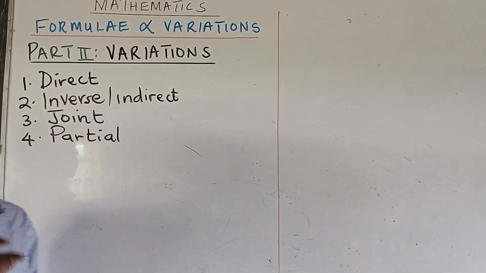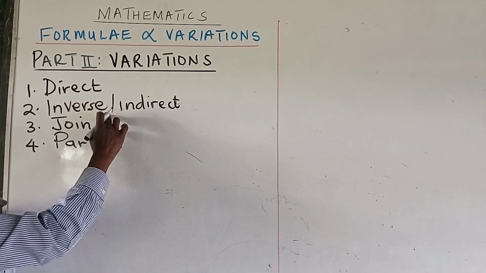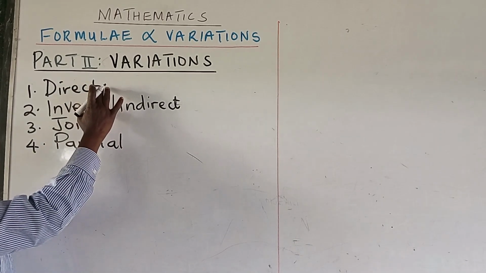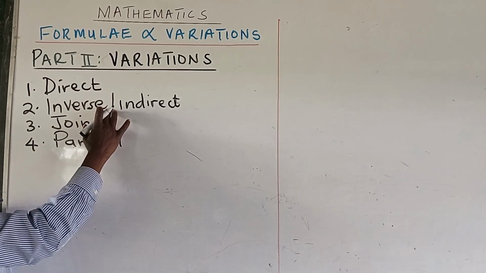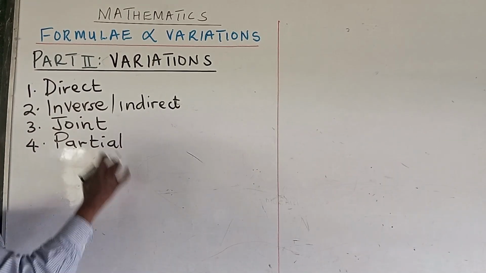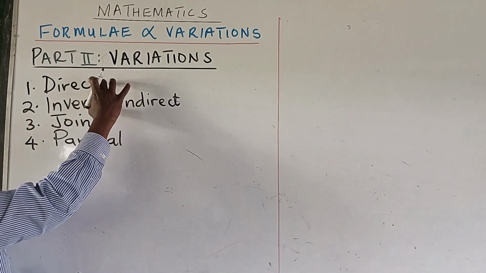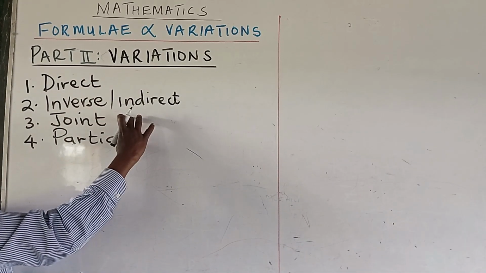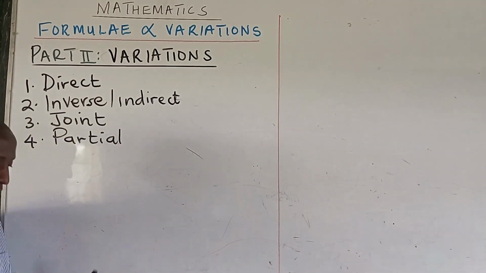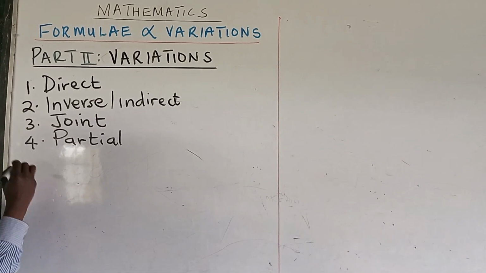Now viewers, it is important to notice that the major variations are 2, direct and inverse. Joint variation uses both direct and inverse in terms of how we compute questions in it. Partial variation has direct and inverse also. So the major ones are the first 2. However, these 2 use the knowledge of direct and inverse. So let us look at direct variation.